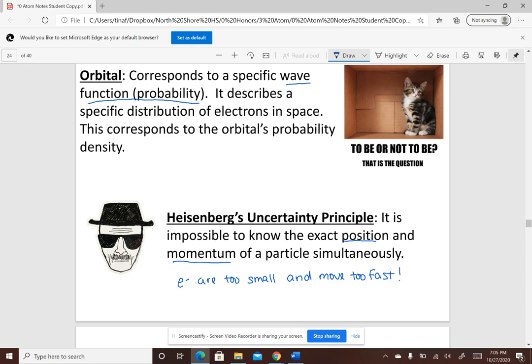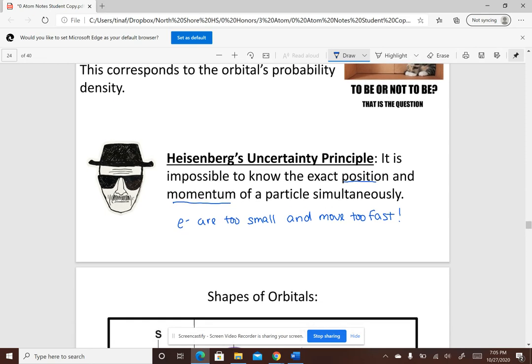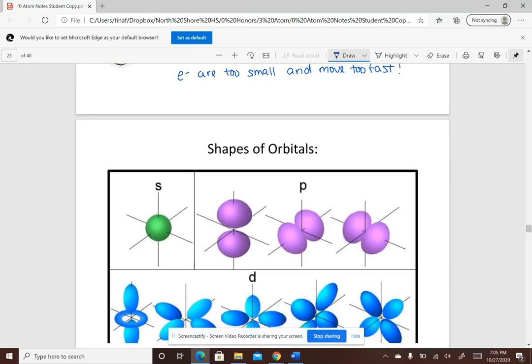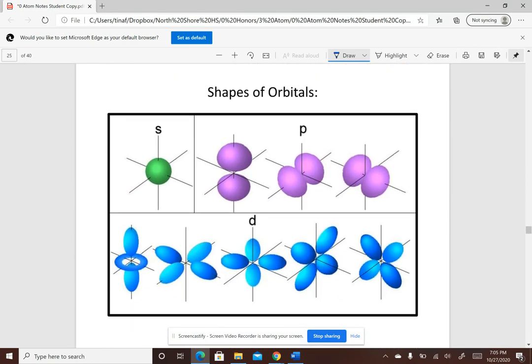We can figure out one or the other, but never both, because it moves too fast and it's too small. Okay, so now let's talk more about these orbitals. Guys, you're never going to be responsible for drawing these, but you are responsible for knowing what the orbitals are shaped like and how many electrons they all hold.